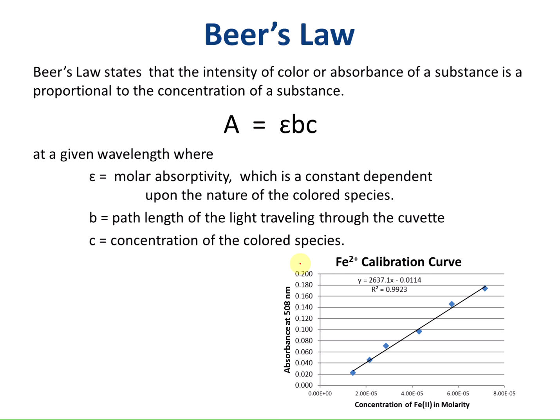So you'll be producing graphs similar to this here. Here we have the iron calibration curve. On the x-axis, we have the concentration of the iron in molarity. And on the y-axis, we have the absorbance at 508 nanometers.